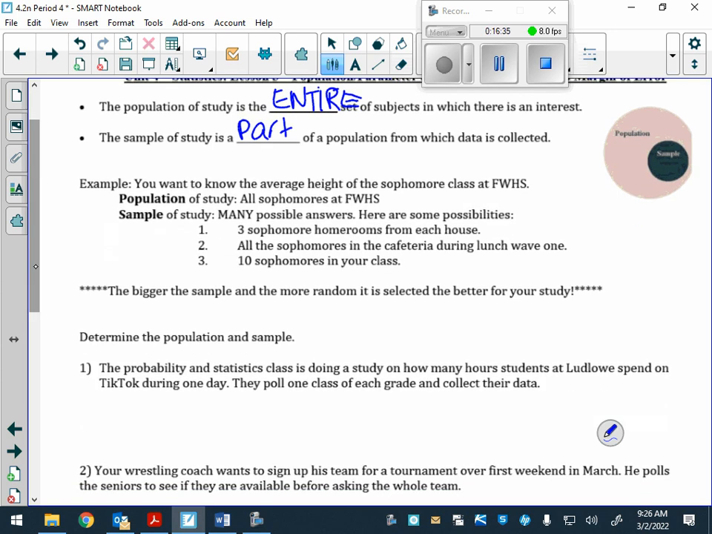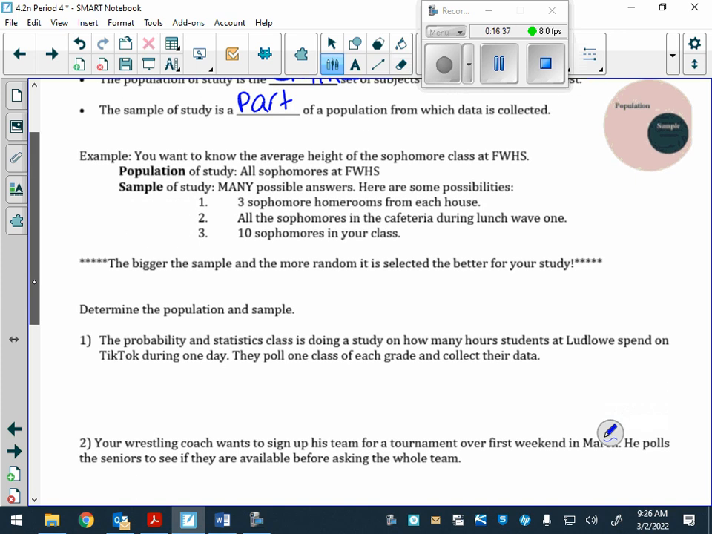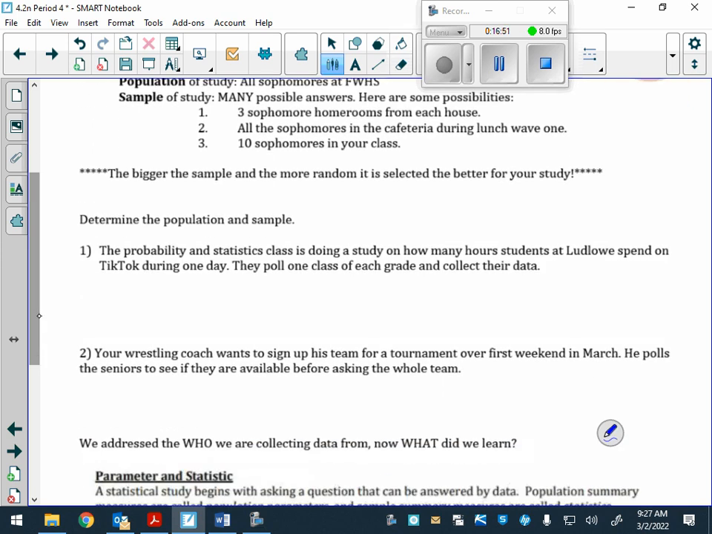So one thing, and it says it here, we could have a ton of different samples. We use sampling to make an inference about the population, because sometimes it's very hard to gather all that information. Okay, the bigger the sample and the more random, it's better for your study. Bigger the sample, you have more coming in, and random is obviously the best. Okay, so we have to determine the population and then the sample.